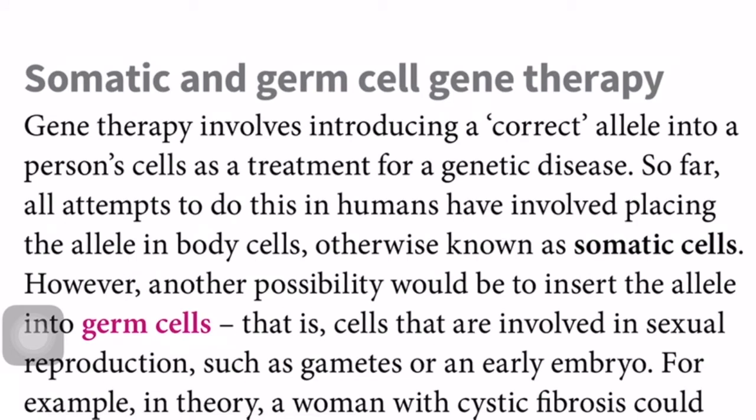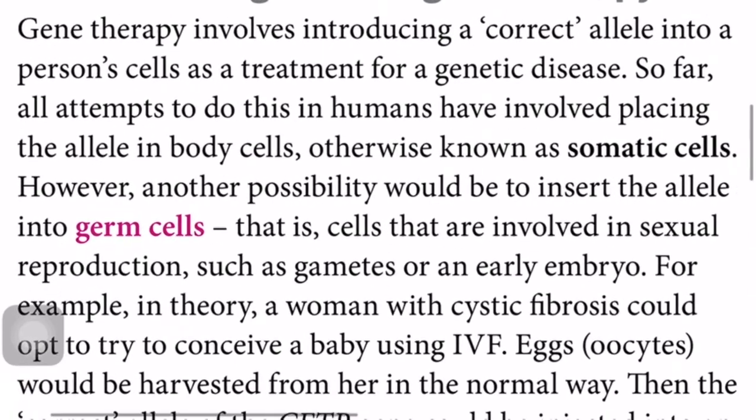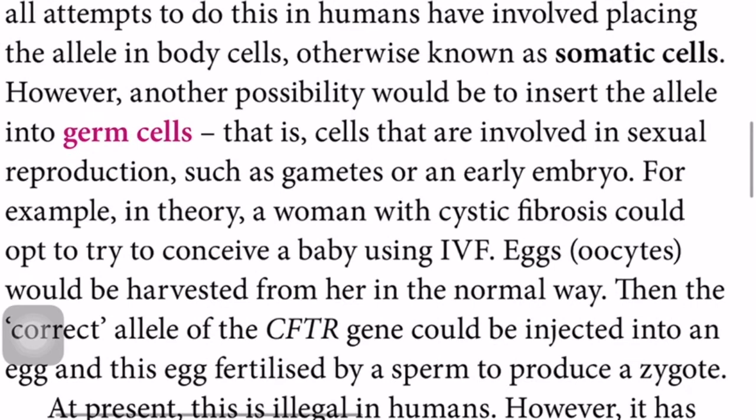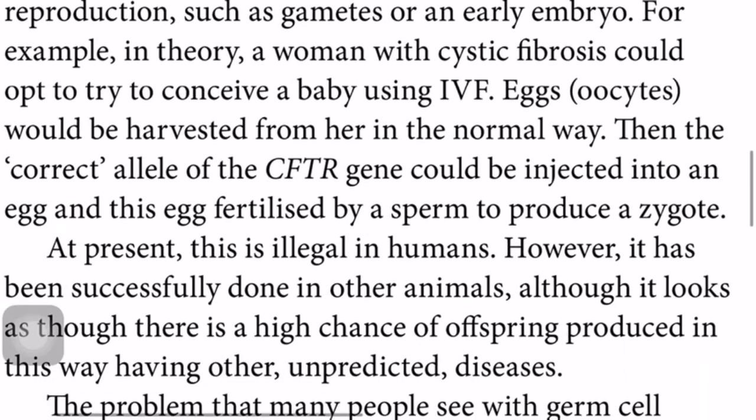So gene therapy involves introducing a correct allele into a person's cells as a treatment for genetic disease. In all attempts to do this, humans have been replacing the alleles in body cells, otherwise known as somatic cells. However, another possibility would be to insert the allele into germ cells, that is, cells that are involved in sexual reproduction, such as gametes or an early embryo.